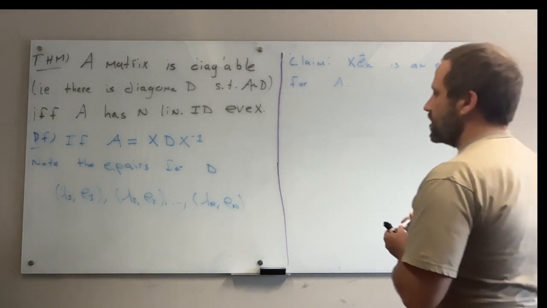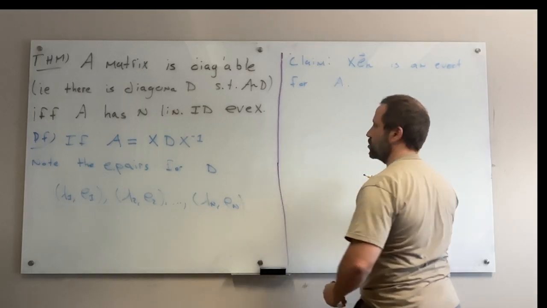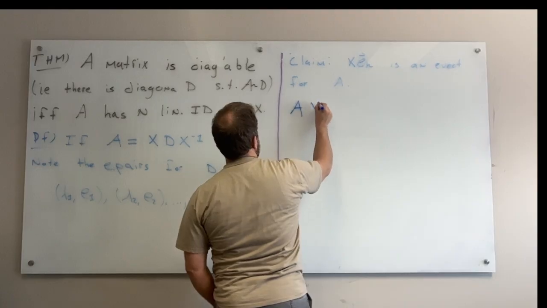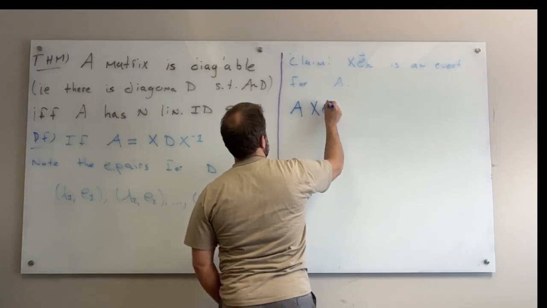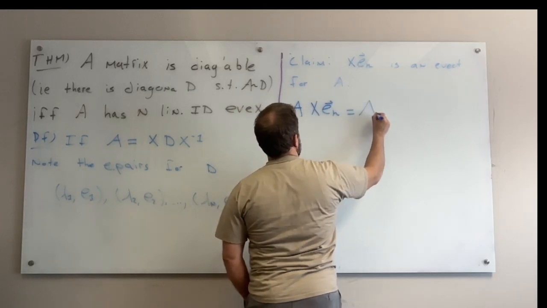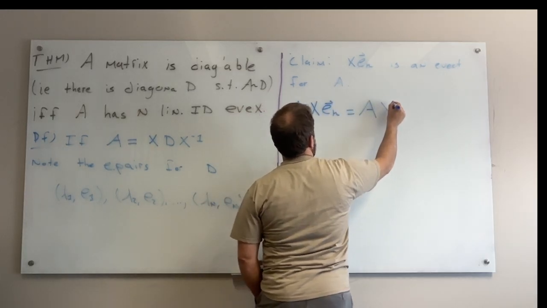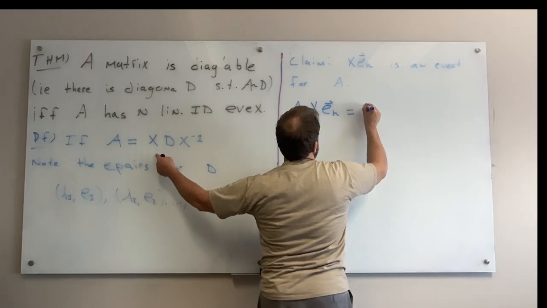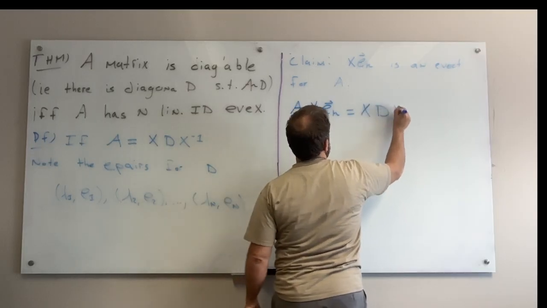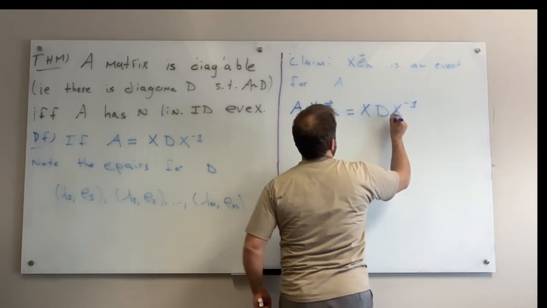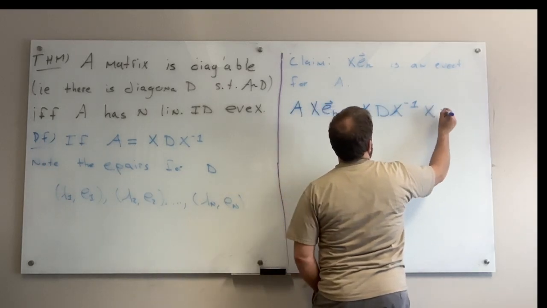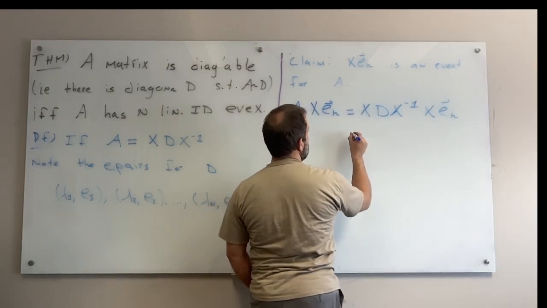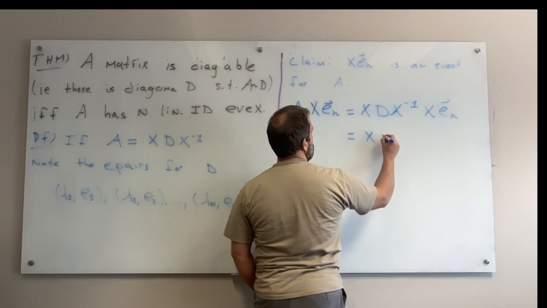Okay, so why is that? Well, now I'm assuming that this relationship is true. So we look at A times x e_k. Using the diagonalization, this is x D x inverse times x e_k. Again, associativity says those are equal to the identity matrix. So this is x times D times e_k.